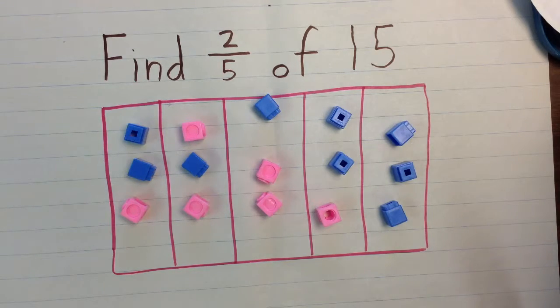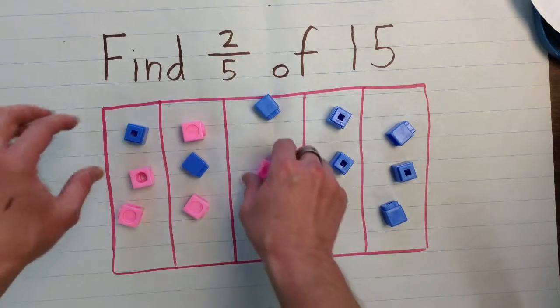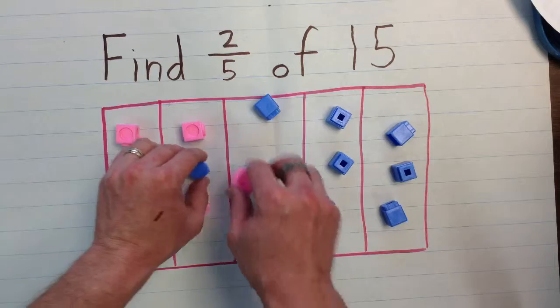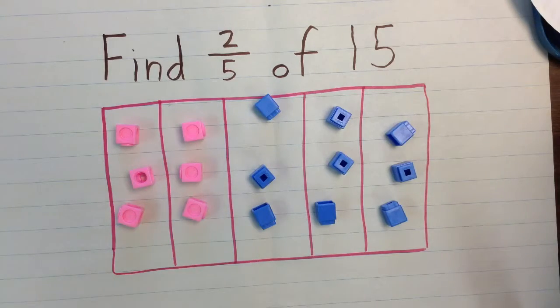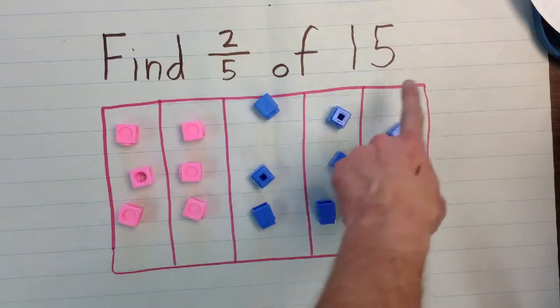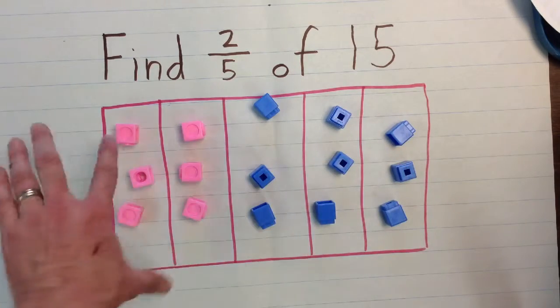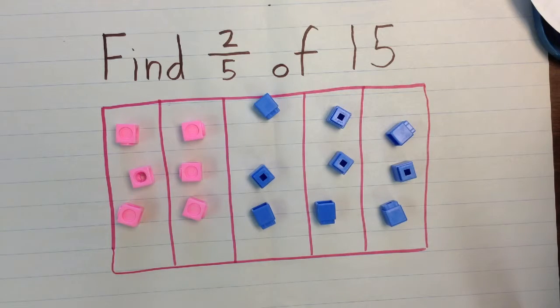That's a lot easier to see if I rearrange the cubes so that they have matching colors in each of the spaces. See how there's 5 groups? There's 15 divided into 5 even groups, and then 2 of those groups are pink. This even becomes more obvious if I actually hook these Unifix cubes together.